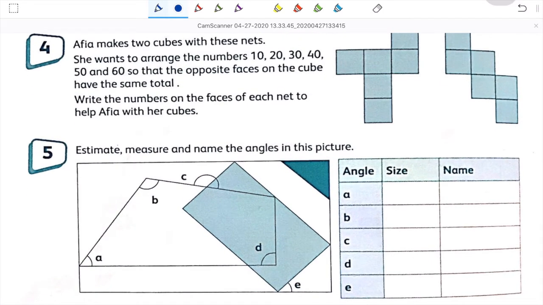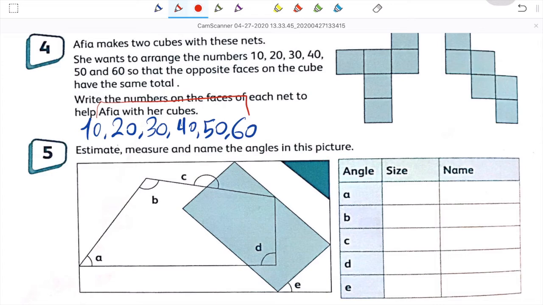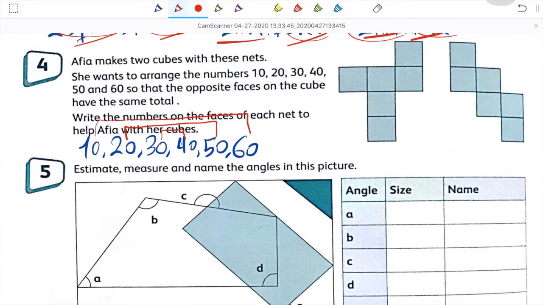So we have 10, 20, 30, 40, 50, and 60. In order to make it easier for me, I will start by choosing the numbers in 2 opposite sides. So 10 and 60, which is going to make 70, 20 and 50, which is going to make 70 again, and 30 and 40. So when you're going to sort these numbers on different faces of the cube, you need to be careful that these numbers should be on the opposite side of each other.